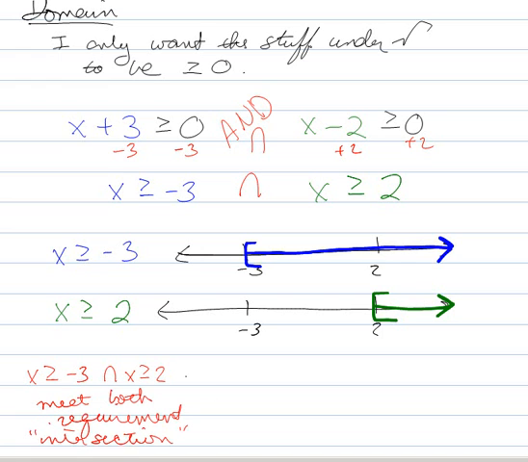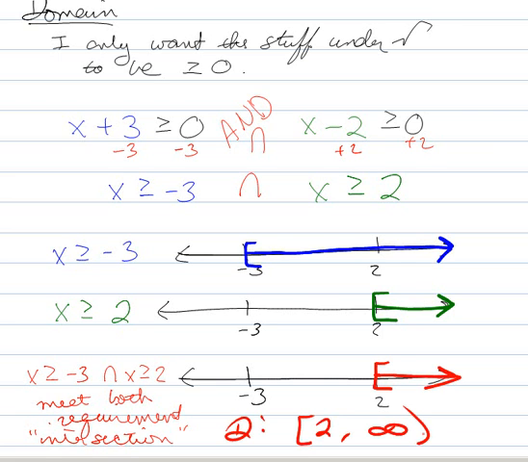So if I'm looking to see where they intersect, where they overlap, they don't actually overlap until I get all the way out to here. So that means that my domain only includes 2 to infinity.